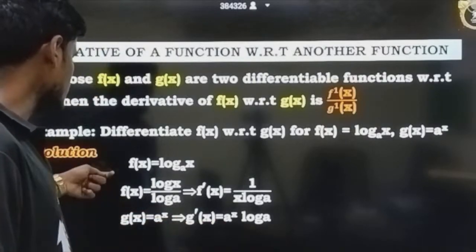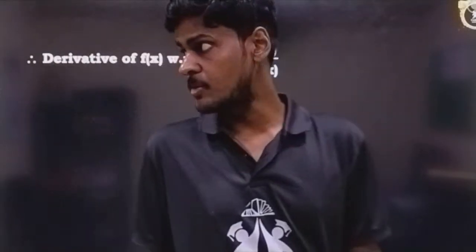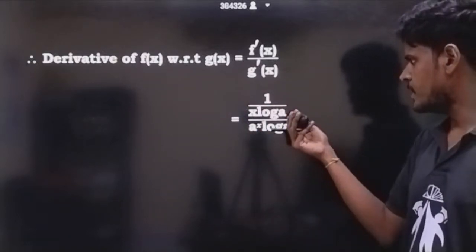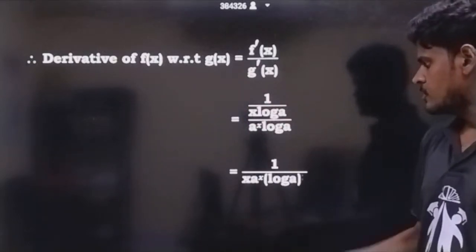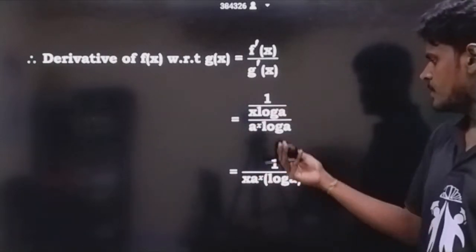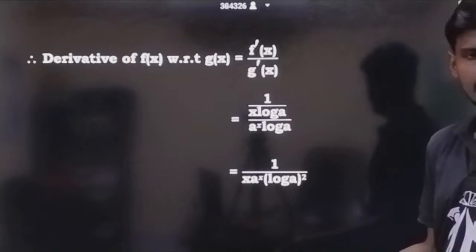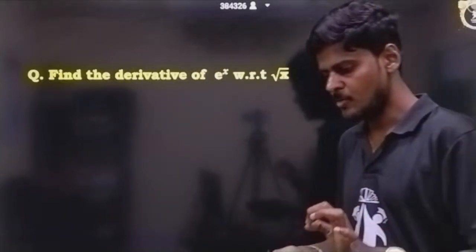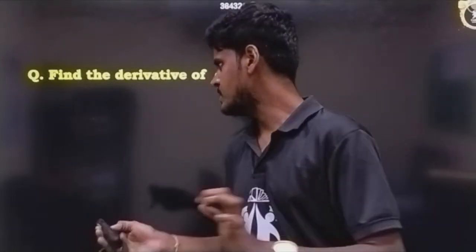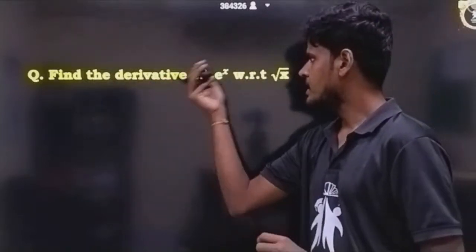Now, what is the final answer, students? f dash of x by g dash of x. dy by dx equal to f dash of x by g dash of x. That is equal to 1 by x log a divided by a power x into log a. So, the final answer is 1 by x into a power x into log a whole squared. That is easy. So, if you know the formula and how to apply it, and how to solve questions without any mistake, you can learn mathematics very easily.